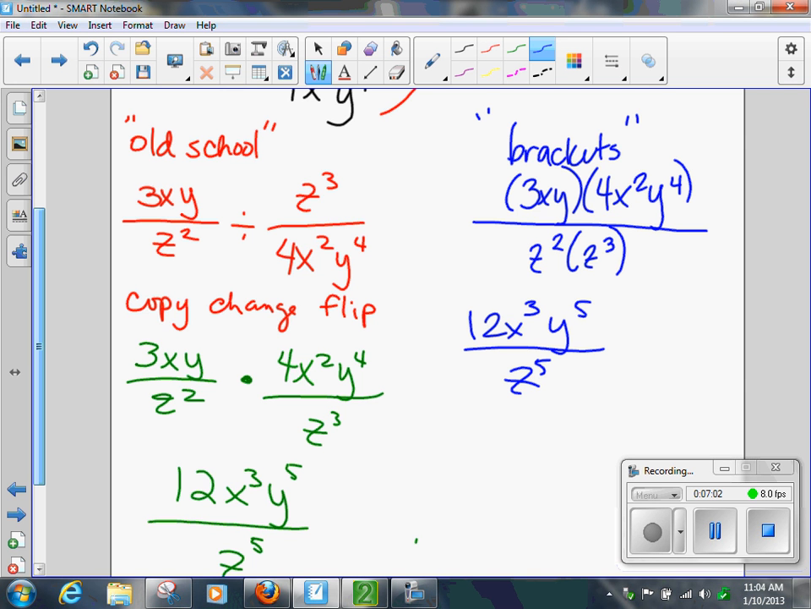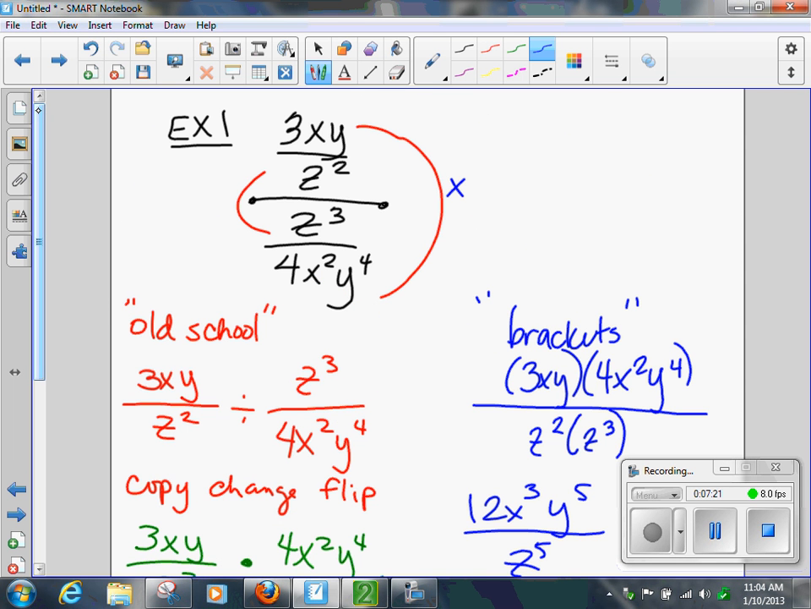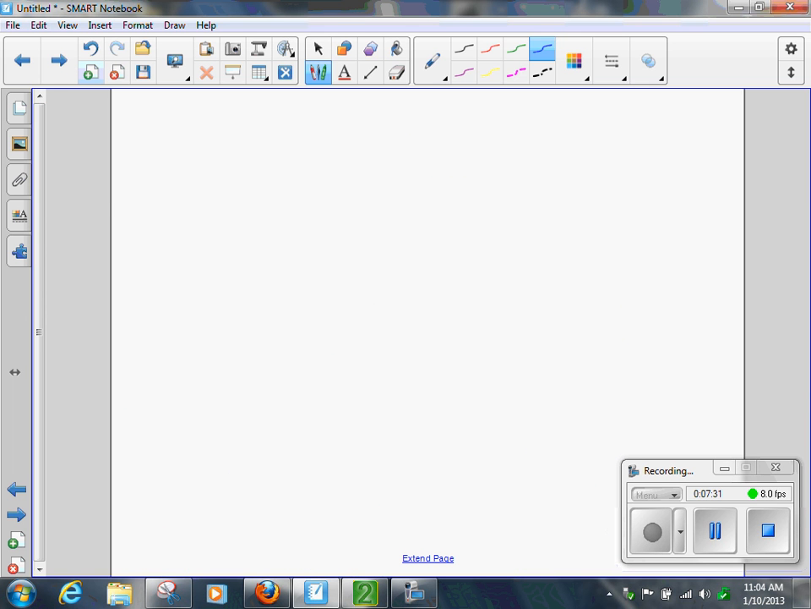Is it doable? Either way is doable, folks, okay? I just want you to see it and understand both ways. Everybody cool? Questions? All right, so let's look at another problem where it's not so easy to go with the brackets. I would go brackets if it were a monomial divided by these monomials. But if it's a binomial or anything else, I'd go old school every time. Okay? Here we go. Let's look at another one.